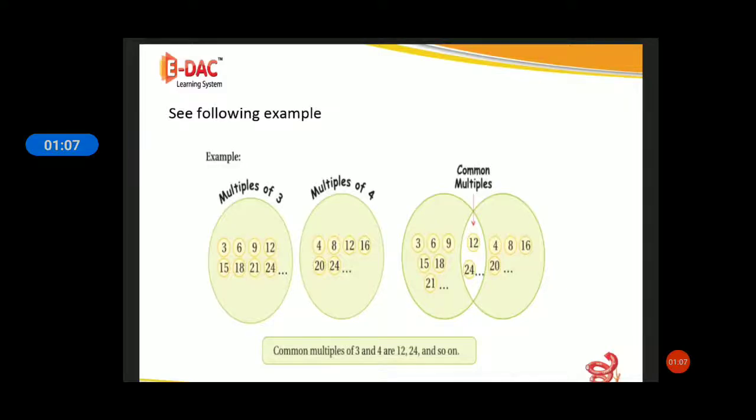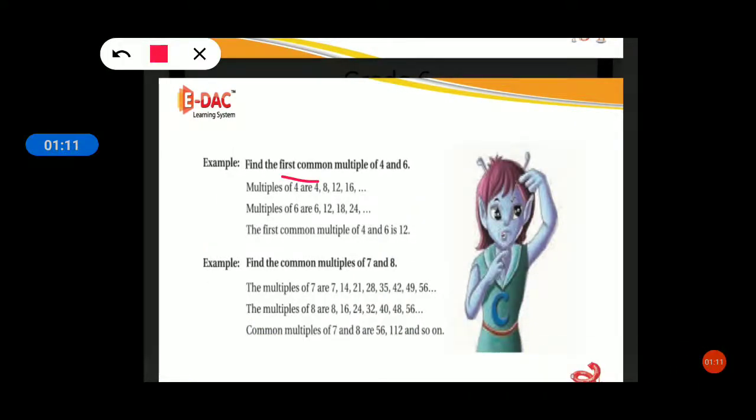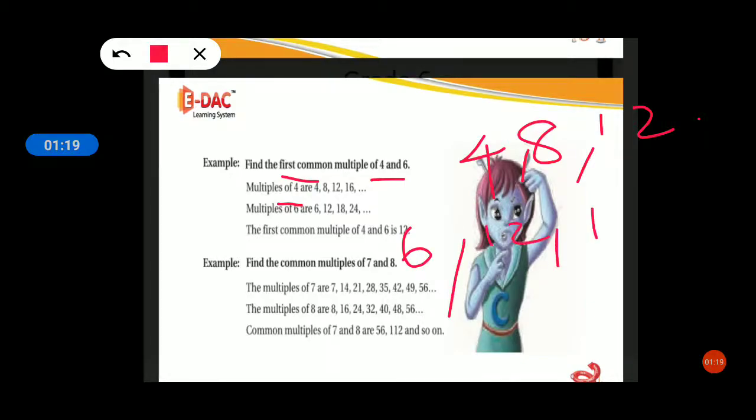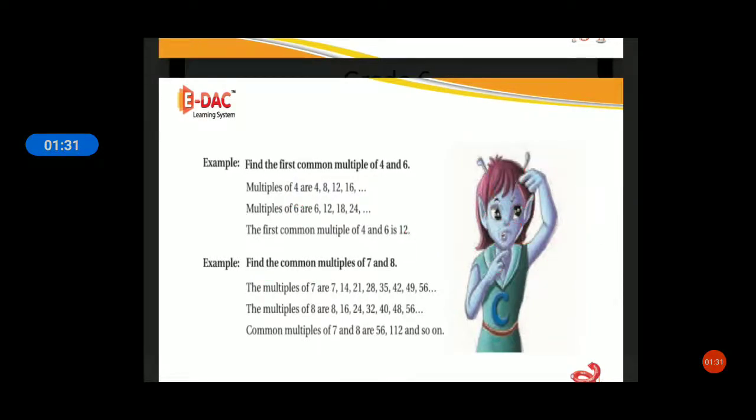Okay students, the same way, here they are asking to find the common multiple of 4 and 6. Try to find this. In 4, what all go? 4, 8, 12, 16. The same way in the 6 table: 6, 12, 18, 24. What is the first common multiple? They are asking for the first common multiple. It is 12. Here also 12. So the first common multiple is nothing but 12.